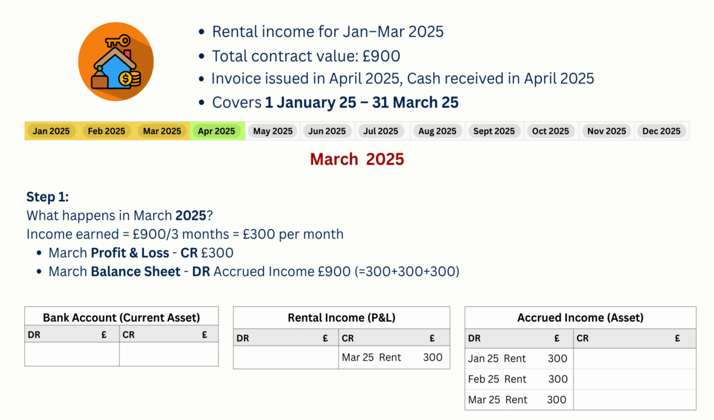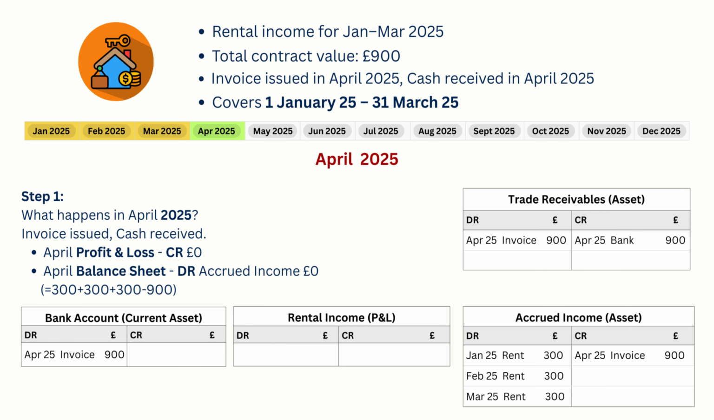The business earns the final £300 of income for this contract. Once again, we recognise the income in profit and loss because it has been earned. Accrued income increases again, and by the end of March it totals £900. At this point, the business has earned all of the income. Now we move into April, and this is where everything is settled. In April, 2 things happen.